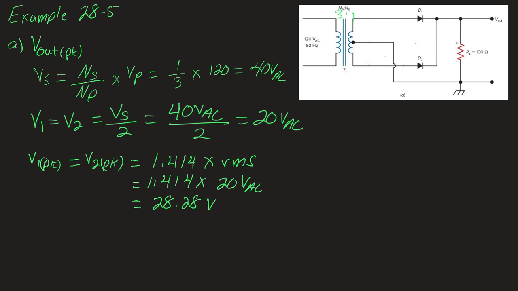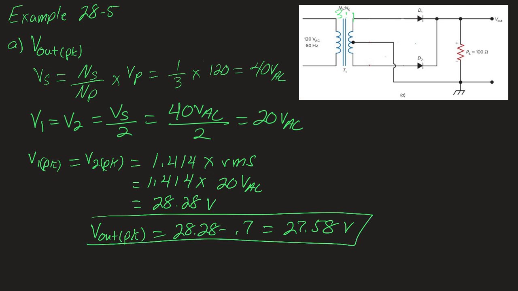volts. Now, because we need to use the second approximation, remember our biasing for a silicon diode is 0.7, our forward bias, so we need to subtract that. So our V out peak is going to equal 28.28 minus 0.7, which gives us 27.58 volts. So that's the answer for part A.